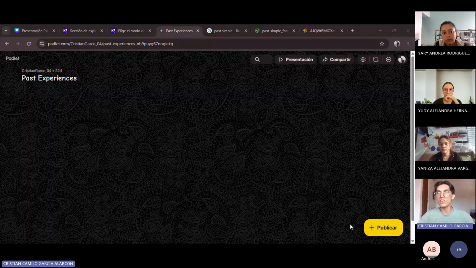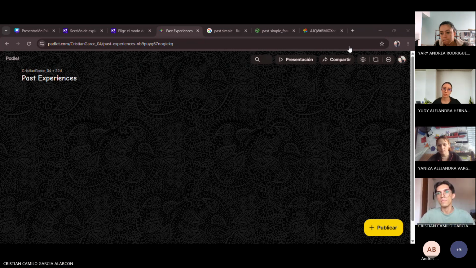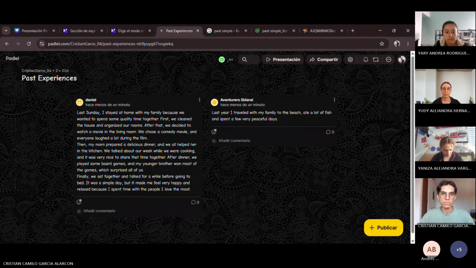In the bottom section on the right side, you can find a yellow button that says publicar, and you can click on it, and you can copy the messages and copy the page, and you can send it, right? And we can see it here on the screen. Okay, that's perfect. We have some comments now from Daniel and Aventurero Sidereal.